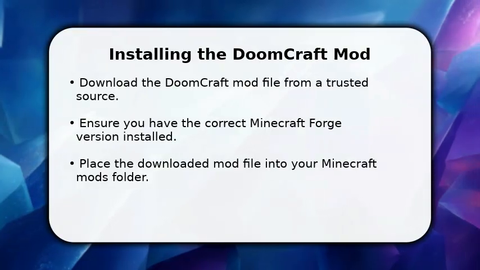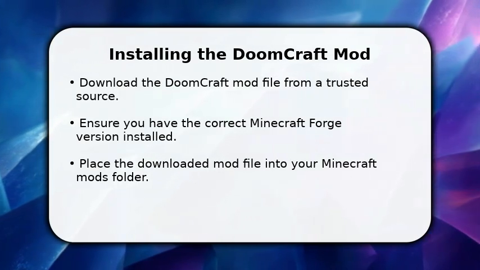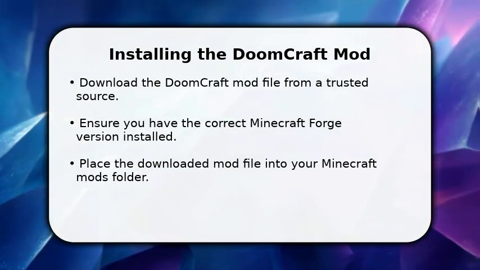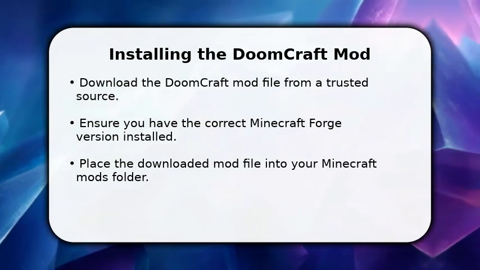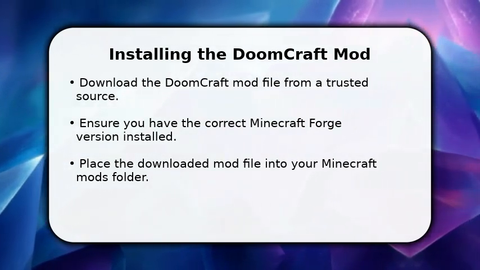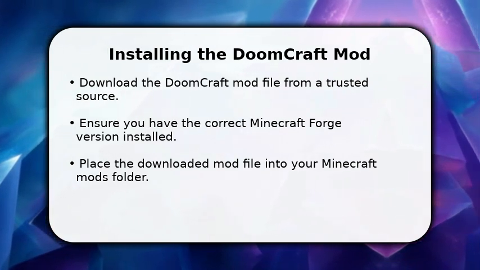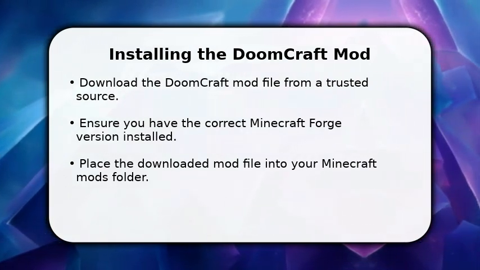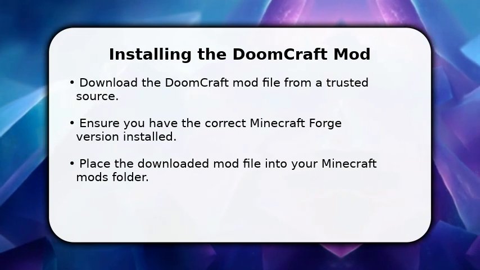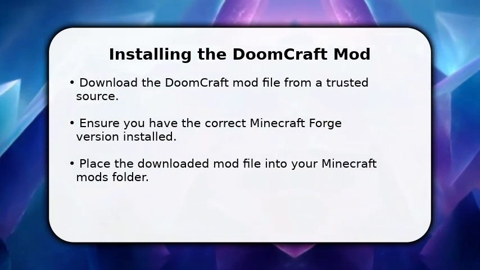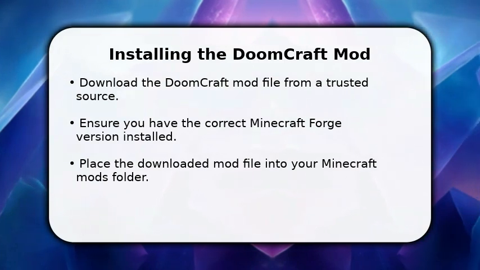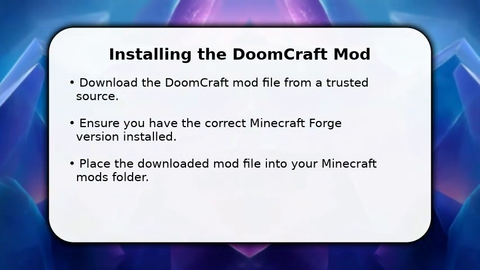In this video, I will explain how to run Doom on Minecraft. First, you'll need to download the Doomcraft mod. Make sure to get it from a reliable website to avoid any issues. You'll also need Minecraft Forge installed, matching your Minecraft version. Once downloaded, simply drag and drop the mod file into your Minecraft mods folder. This folder is usually found within your .minecraft directory, making the first step quite straightforward.